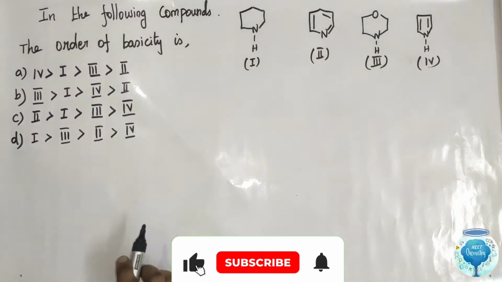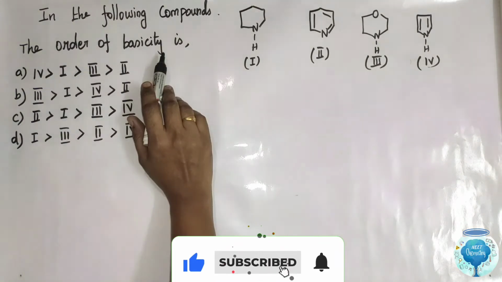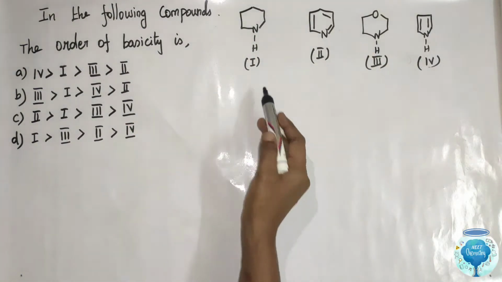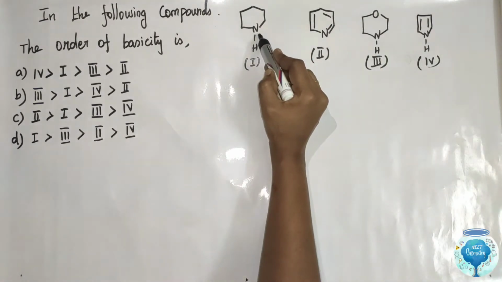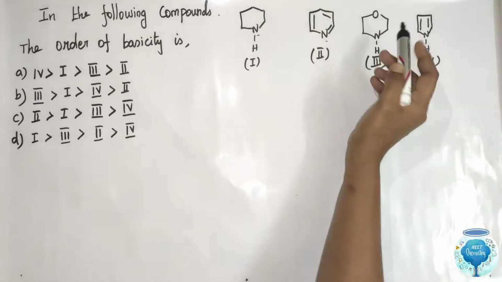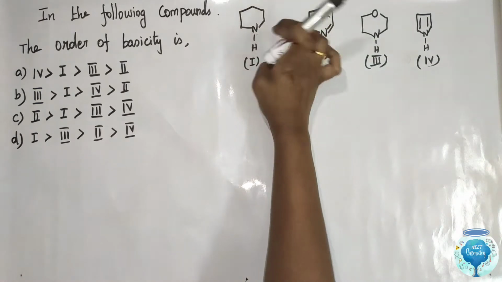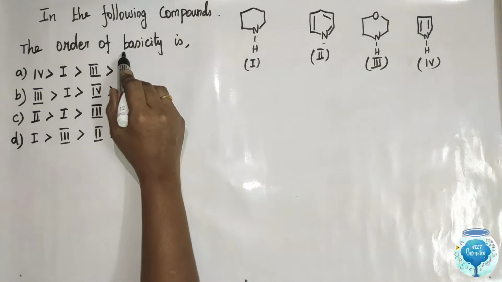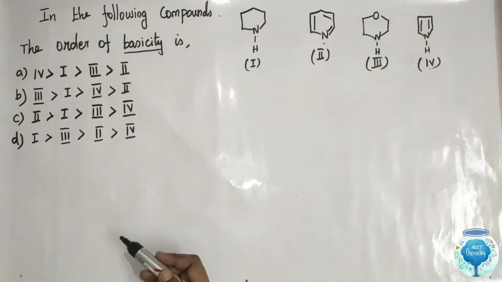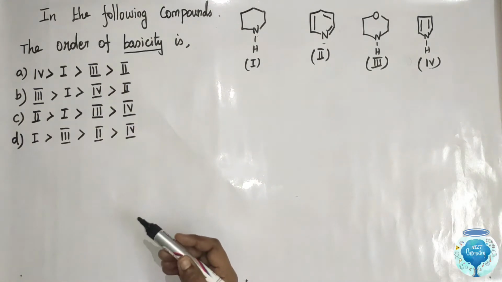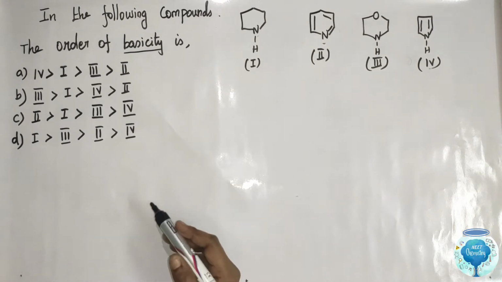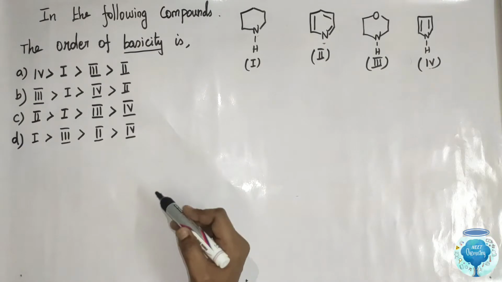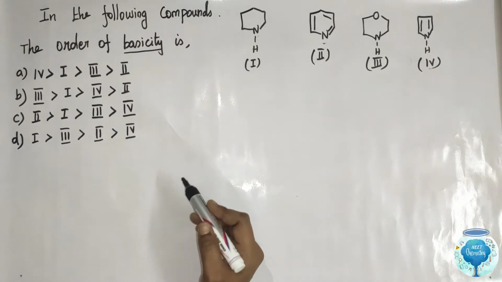Welcome. We calculate the basicity order of these four compounds. These four compounds contain a nitrogen atom. First, what is basicity? Basicity means the ability to donate electron pairs. It is also a measure of the electron donating power of the molecule.